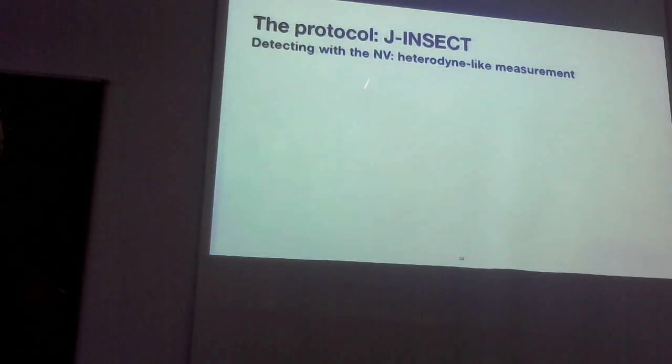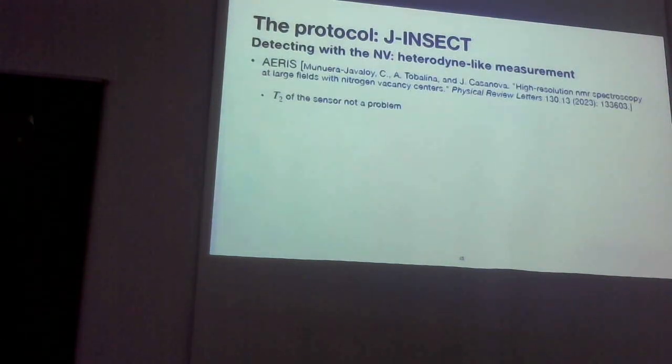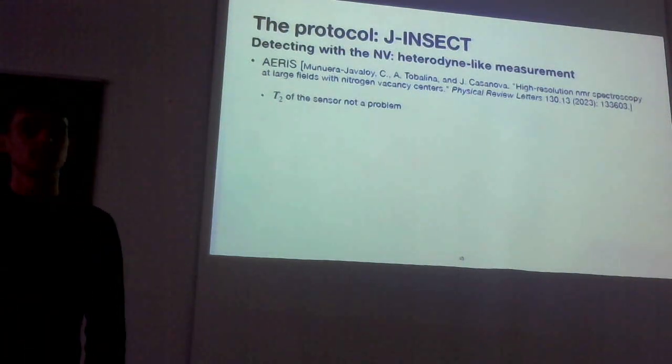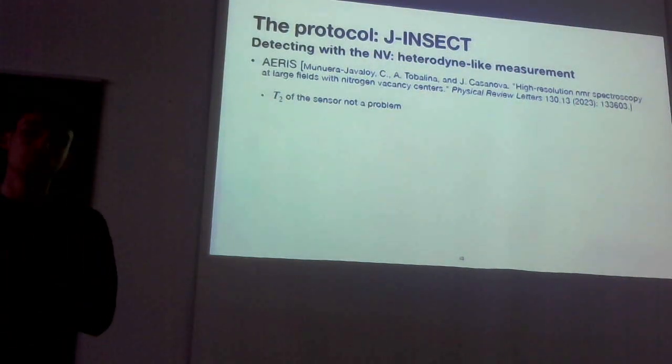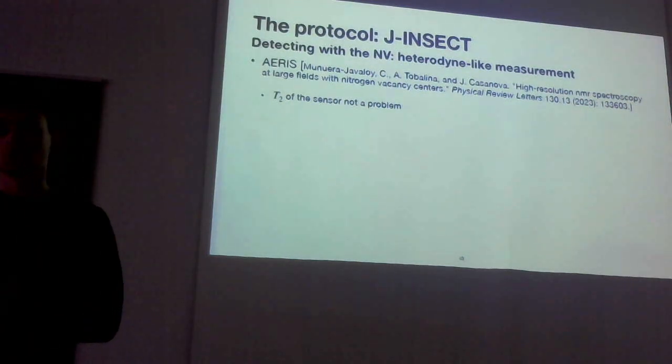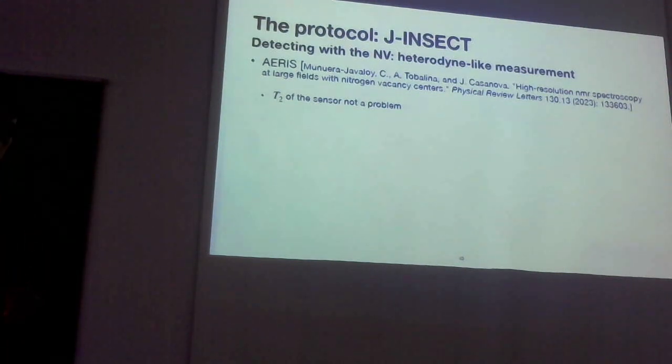Now I'm going to explain a little bit the detection with the NV. So first, to detect in our protocol, we use the ARES protocol, which was designed by Carlos, Jorge, and Ander. It's a heterodyne-like measurement. This means that with these types of measurements, I do not have to worry about the decoherence of my sensor. So the NV center usually has a decoherence time which is quite low, but with this type of measurement, that is no longer a problem. So this is one good thing about this type of measurement.